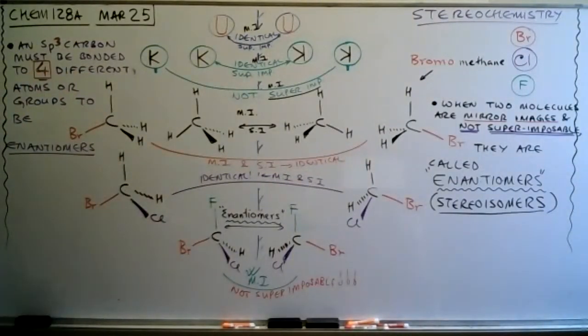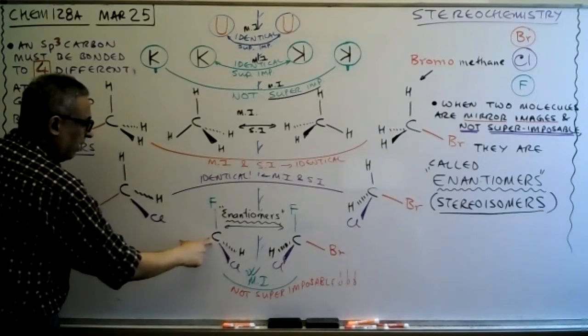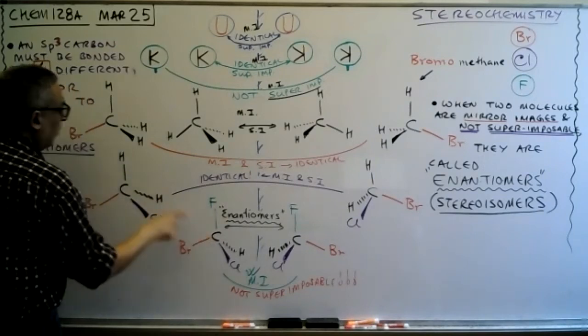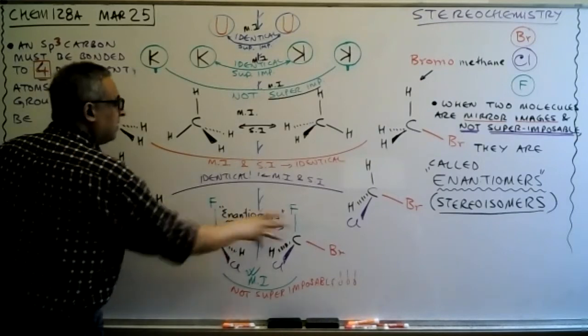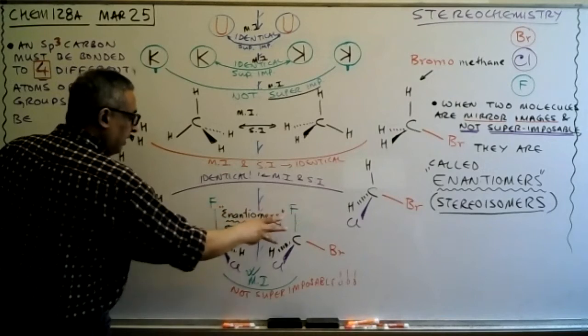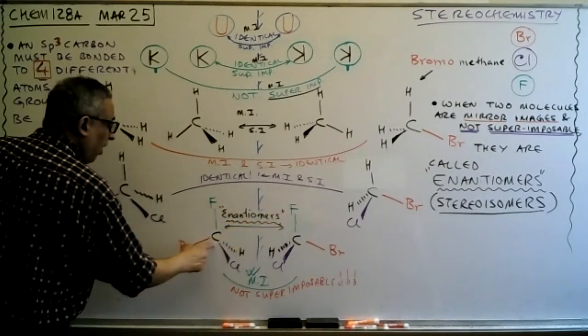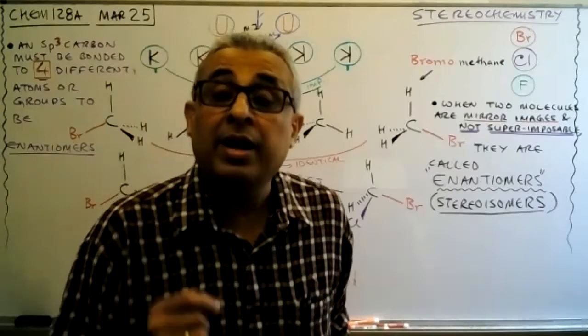One more definition. When you have an sp3 carbon attached to 4 different things, and that requirement is fulfilled, and it has its mirror image and they are not superimposable and they are called enantiomers, that central carbon is called a chiral carbon.